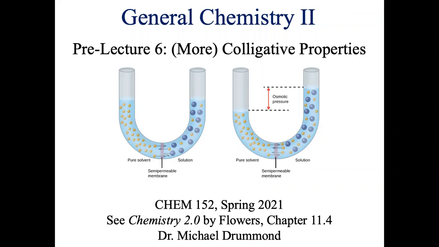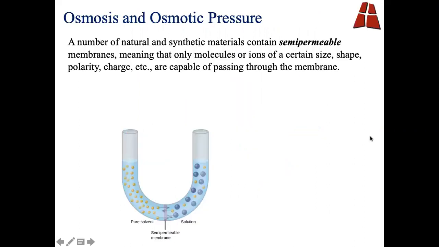We're going to be finishing chapter 11.4 today, looking at osmotic pressure, which will be the last of our colligative properties. So in a number of natural and synthetic materials, basically all cells and anything that has a membrane in most cases, we'll see things that are called semi-permeable membranes.